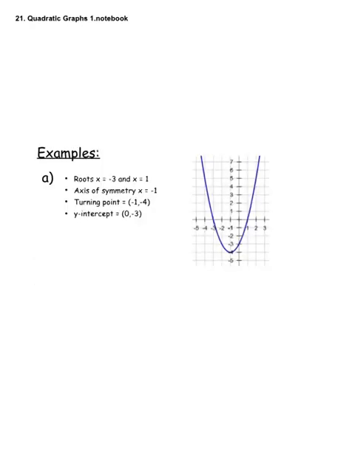Okay, so graph A, you should have roots of -3 and +1. Your axis of symmetry is at -1 and your turning point is at -1, -4. Your y-intercept is at 0, -3. And your graph should look just like this beautiful graph here.